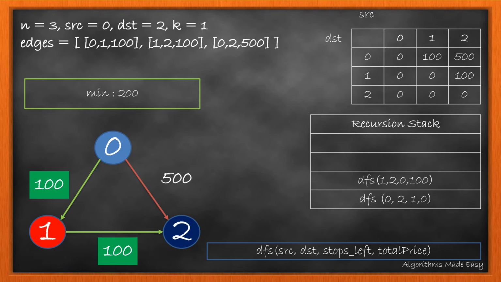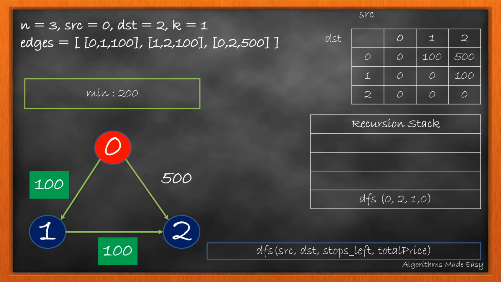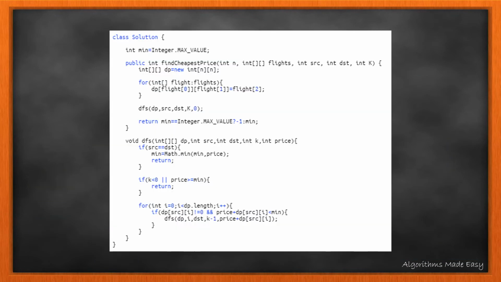As 1 is not connected to any other node, we backtrack to 0. As 0 is connected to city 2, we call the function with the source as 2 and total price as 500, while stop decrements to 0. Since source and destination are equal, it invokes our exit condition. But since the current price is greater than the min, it stays the same. Now, as no more cities are connected to 0, we have traversed every path and so we return 200. Here's the actual code snippet from the method.